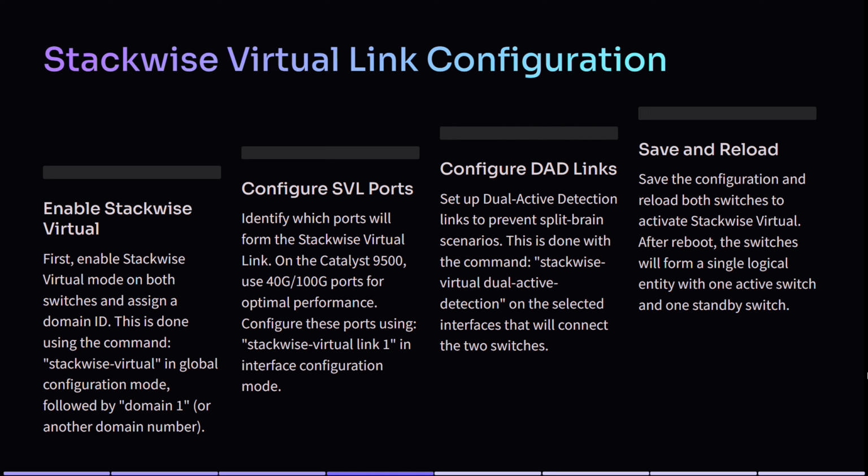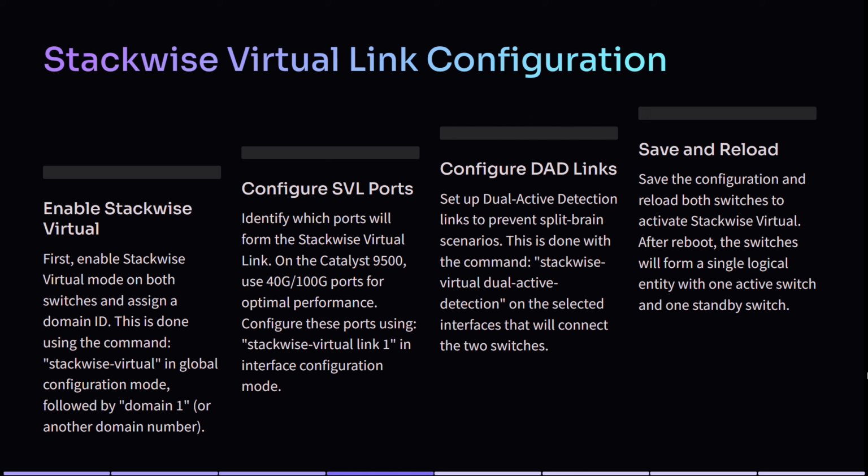Configure SVL ports. Identify which ports will form the StackWise Virtual link. On the Catalyst 9500, use 40G or 100G ports for optimal performance. Configure these ports using stackwise-virtual link 1 in interface configuration mode.